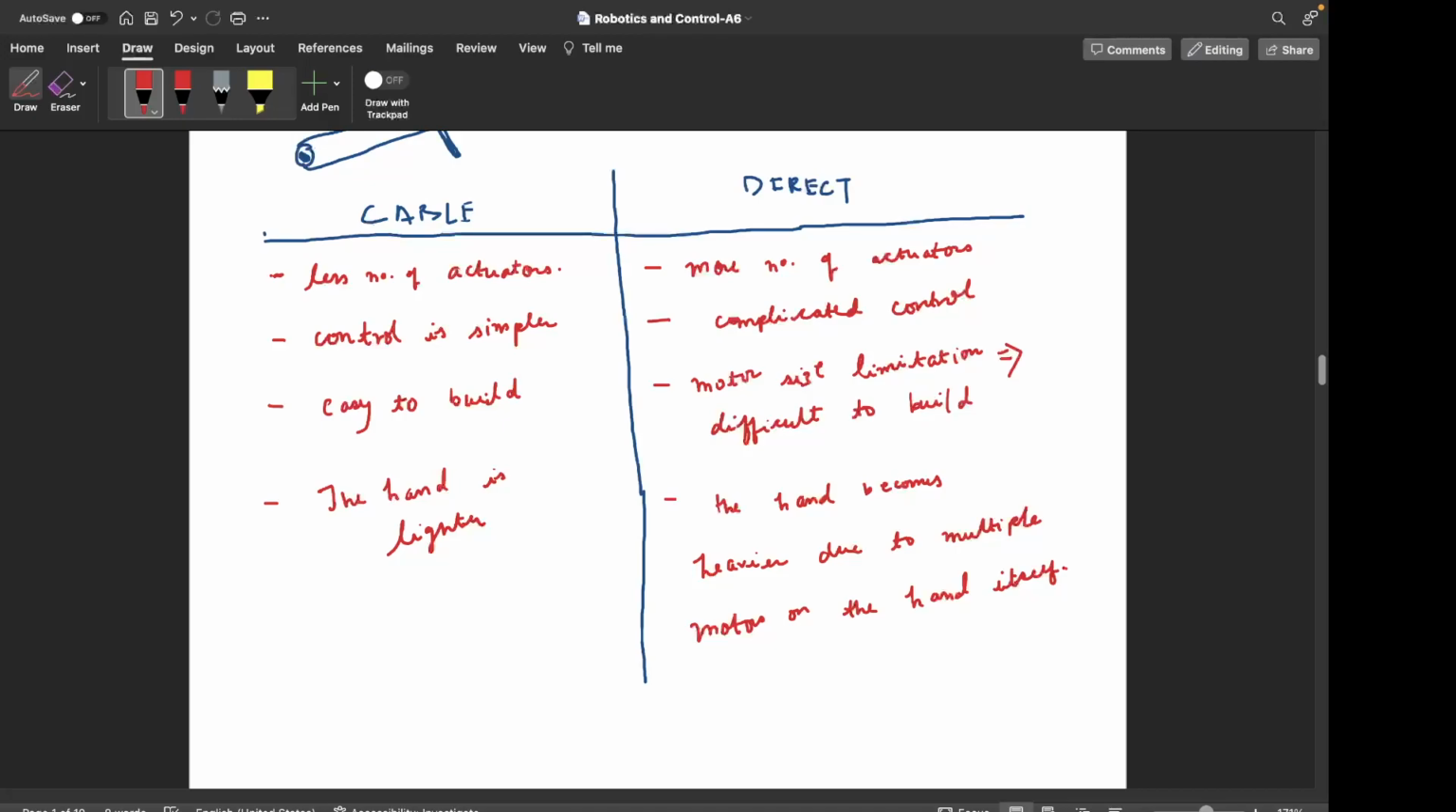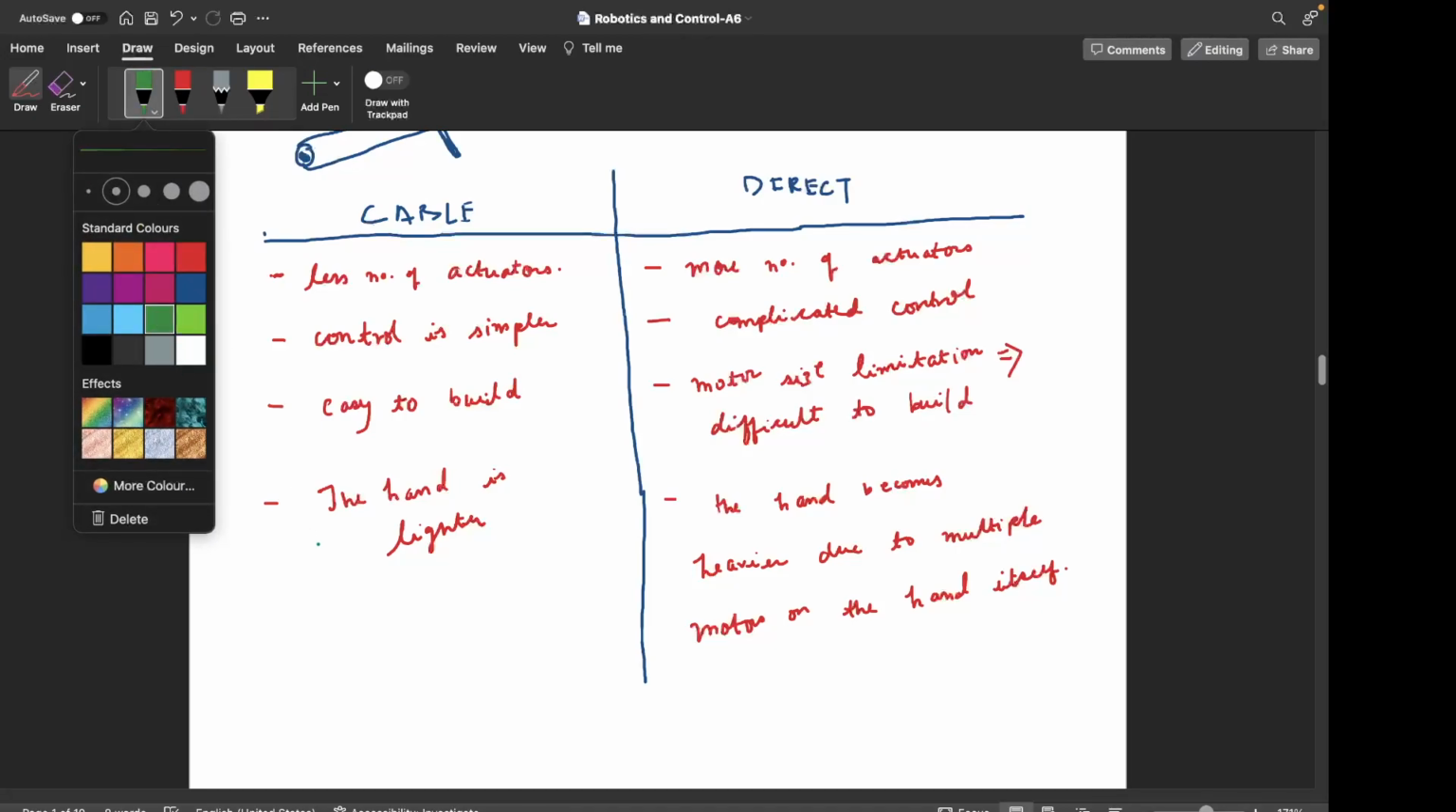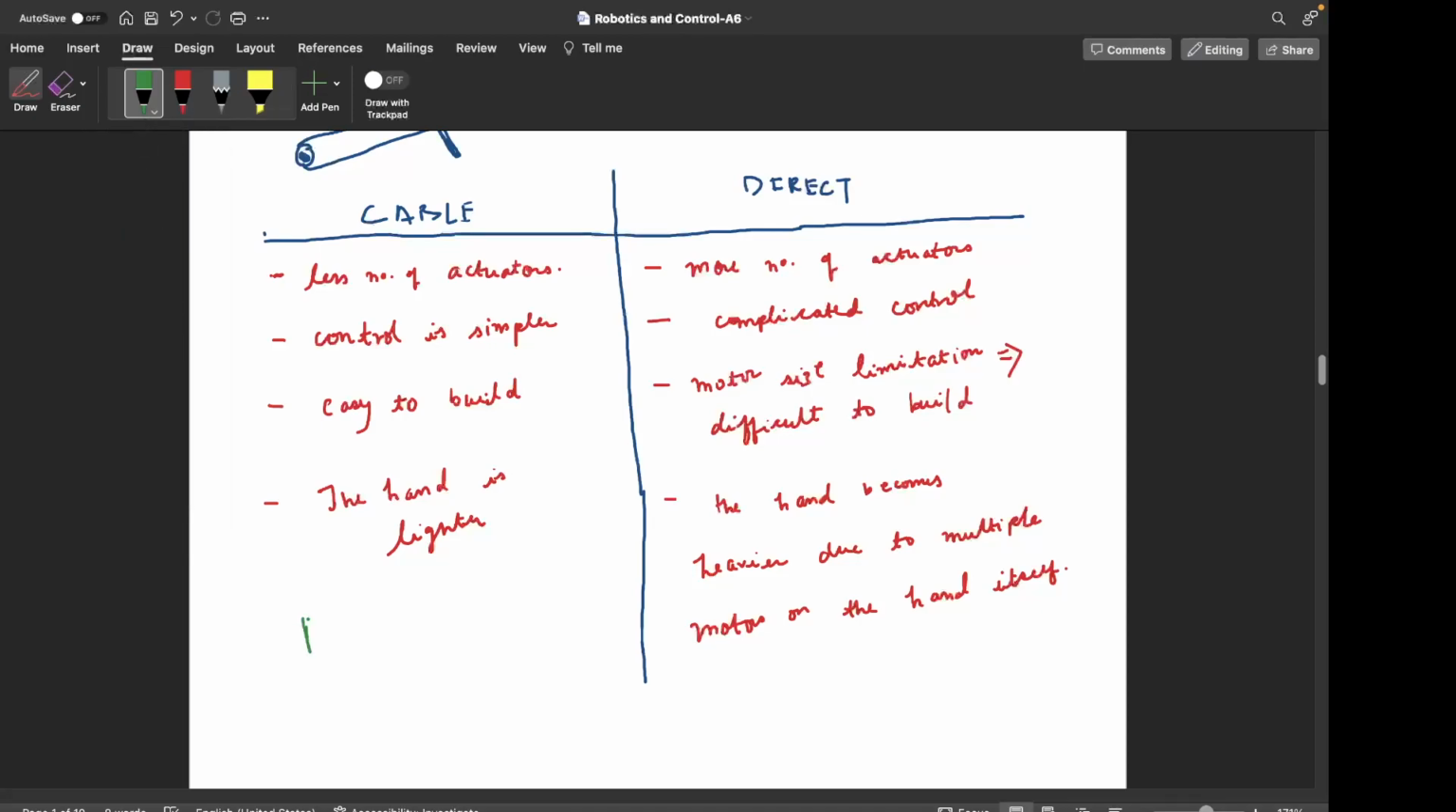Right. So in the case of these finger exoskeletons, we can clearly see that cable driven is preferable to direct driven. But we have seen that direct driven has some major disadvantages, but you can think of an advantage also, which might not offset its remaining disadvantages, but it's still an advantage.